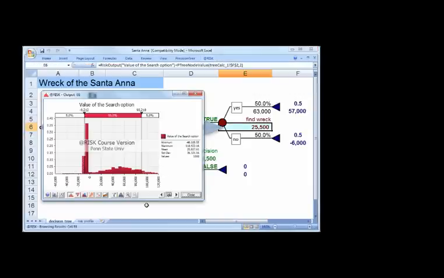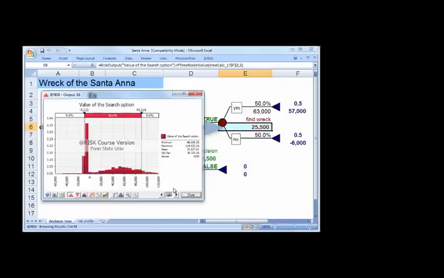With regard to the questions in the quiz, the first question was, what is the expected monetary value associated with the taking on the Santa Ana expedition? And that we can find in the chart here. The mean of the simulation histogram is the expected value. And the mean I have is $25,827.61.